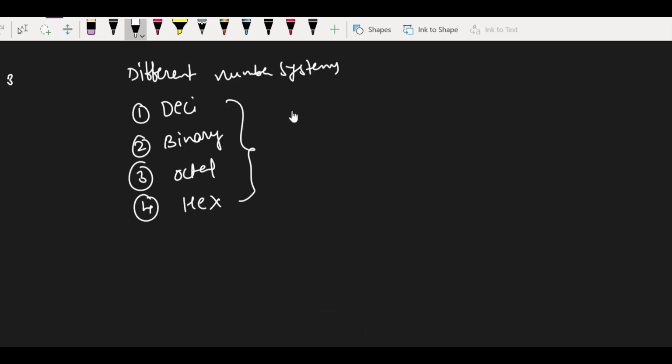Now we'll try to see one by one. First we'll take the decimal number system. This decimal number system, everybody knows, has the values of 0, 1, 2, and so on up to 9. So these 10 states we call decimal numbers. Please remember, these are called decimal numbers.